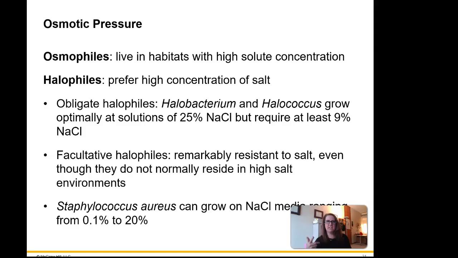So you start to think, okay, if my cell is tolerating all this extra solute, then my cell must have some way to compensate for that high salt. Normally you would expect water to move from inside the cell to the outside environment, trying to equalize that osmotic pressure, or the concentration of water. And so they have other ways to deal with that.